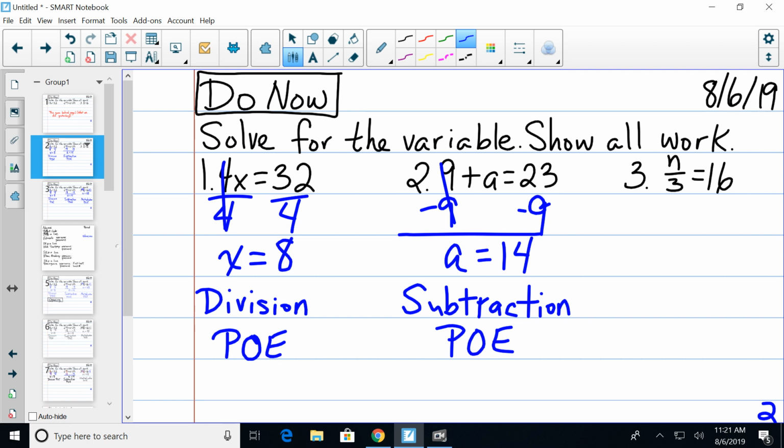All right, so number 3. On number 3, you were given a fraction, and a fraction represents what operation? Division. So because it is division, what's going to be our first step? Multiplication. All right, and what are we going to multiply? Multiply with 3 on both sides, because that's what we want to get rid of.